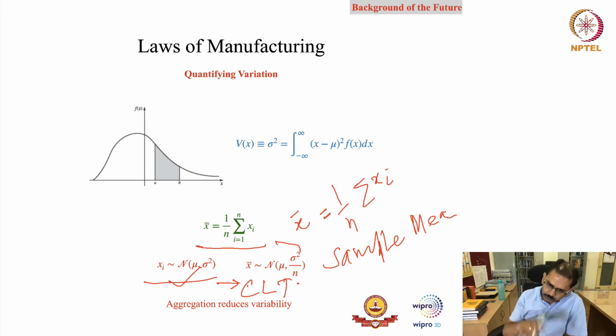So x bar will also be normally distributed with the same mean as the mean of that xi, or the distribution of xi, but the variance is lower. You can actually see that. It is sigma square by n, right? So n is the number of points which were sampled from that distribution, right? Now, if n becomes infinity, you can easily see that x bar would not have any variation at all, right?